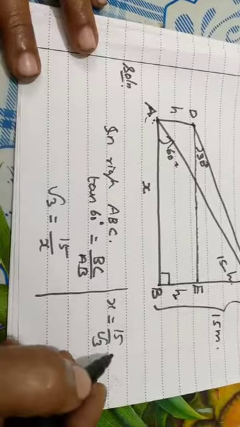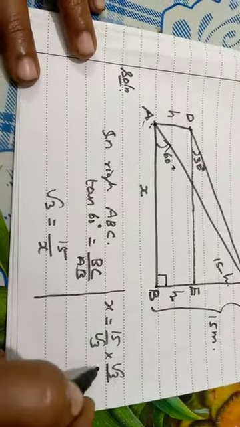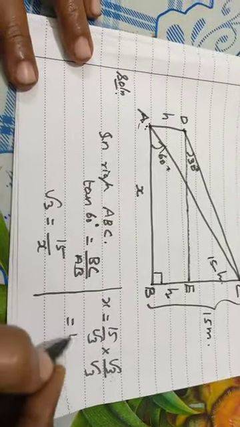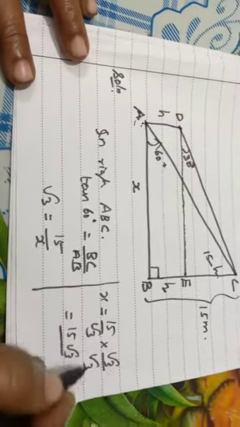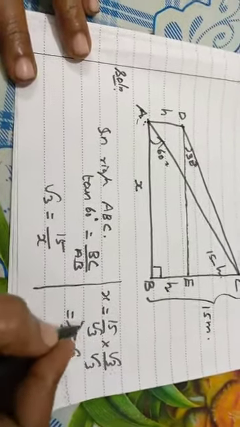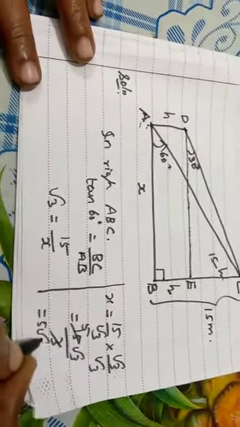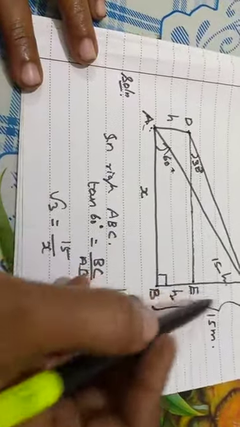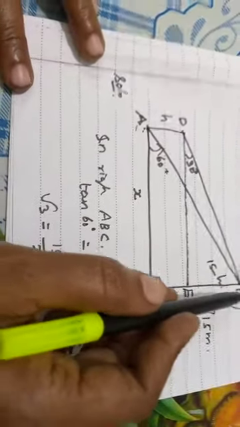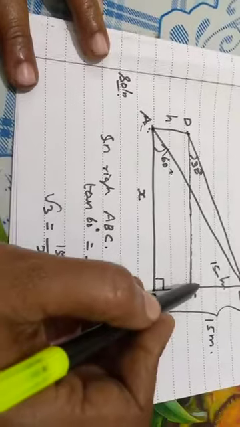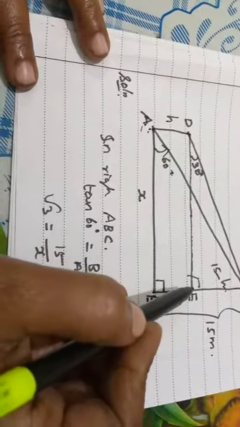Take the conjugate, multiplying up and down by root 3, so it becomes 15 root 3 by 3. Root 3 and root 3 give 3, which cancels to 5. So X equals 5 root 3. Next you have to take the next right triangle. Which right triangle? You can take CED.